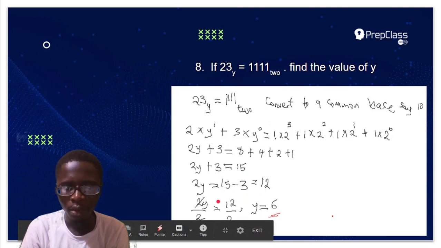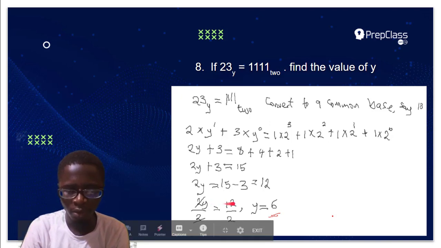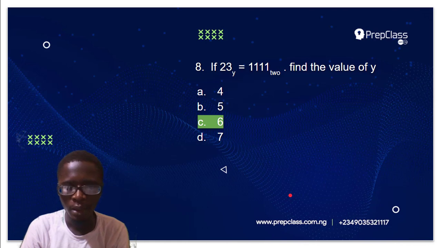Now, 2y is equivalent to 12, and we need to make y the subject of the formula. So what we need to do is to divide both sides by 2. And by so doing, the value of y is 6. So this is option C.